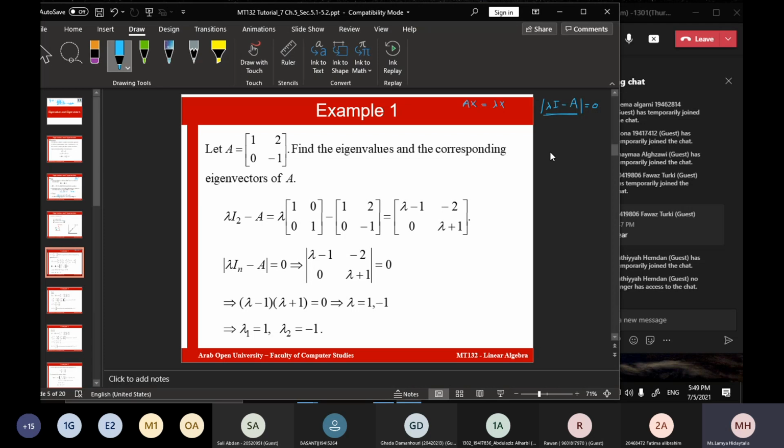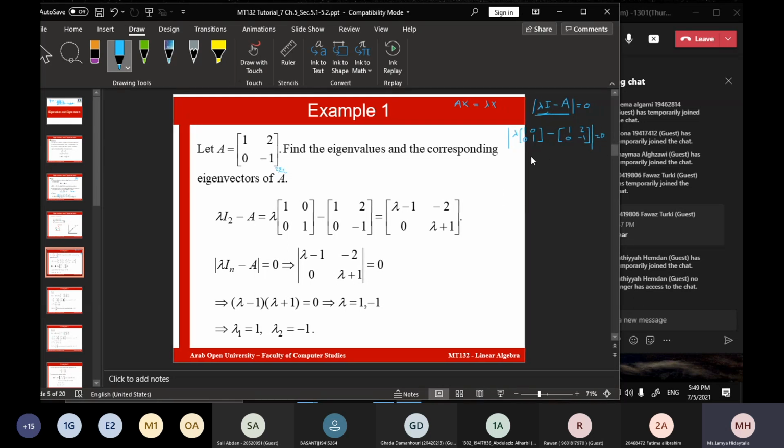Now, this is my A, it's 2 by 2. First of all, it's a square matrix. What do we do? We need lambda times I. The dimension of I will be 2 by 2, times a certain constant. So that is lambda times I, which is 1, 0, 0, 1. And then we multiply it, and then minus your matrix, which is 1, 2, 0, minus 1, correct? Then evaluate the determinant of this new matrix, and this should equal 0. We want to solve for that.